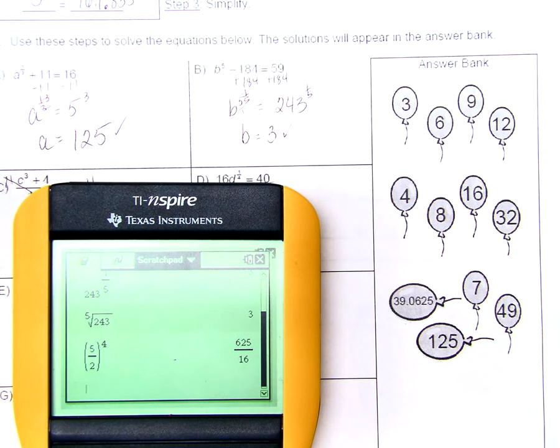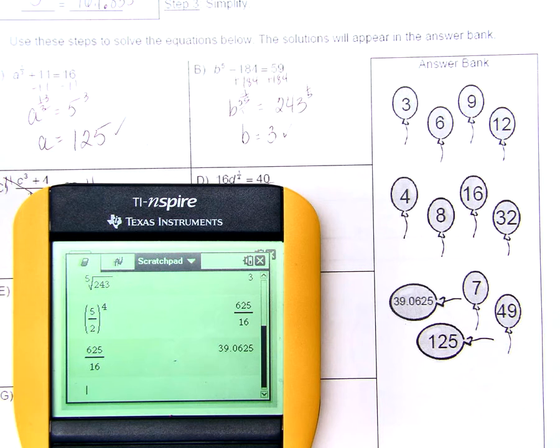Can you show me how you got 5 over 16? You figure it out? Okay. Oh, okay. That's fine. But that's the good part, right? You figured it out. Excellent. If we just need a decimal of this, remember we can do 625 divided by 16 and then control enter. Right?